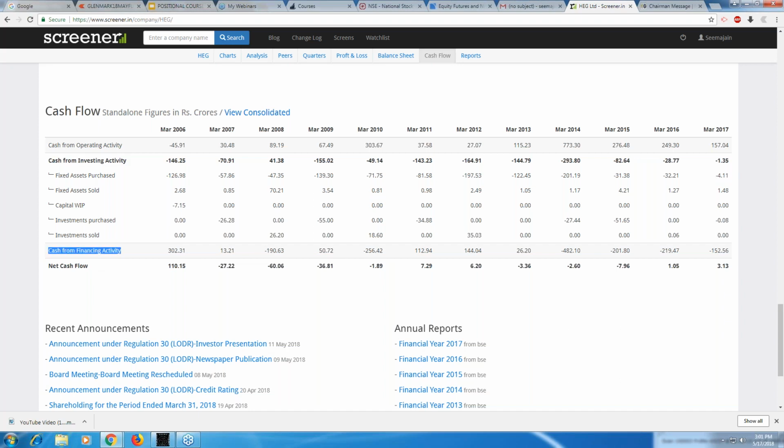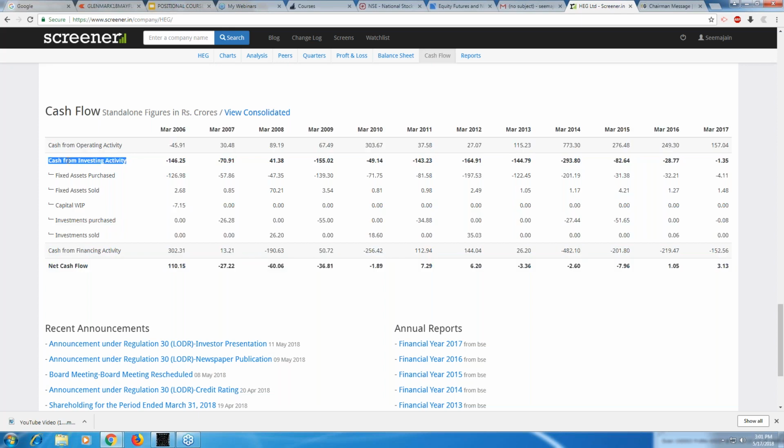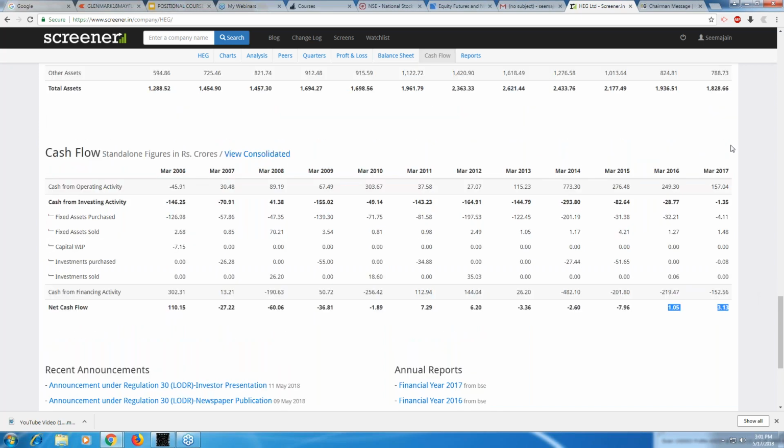And what's the cash from the financing activity? It is minus 152, right? So all put together, they are still having a net cash flow of 3 crores. So we must have some kind of a cash flow left after the cash from operating activity, cash from investing activity, cash from financing activity. You should have some kind of cash in hand, and that shows you whether a company is cash rich or not, right?